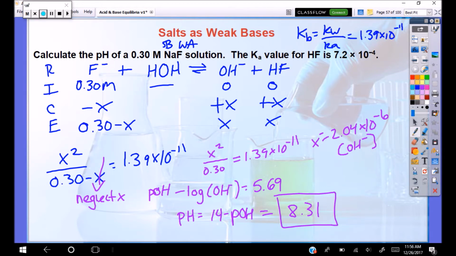That's basic, which makes sense because strong base always wins. So if I have a salt solution with sodium fluoride in it, and know it came from the neutralization of a strong base and a weak acid, it is going to be slightly basic. Okay, let's do another one.